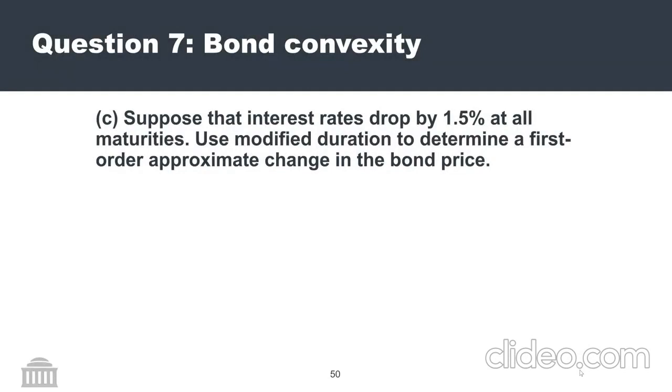Now, suppose that the interest rates drop by 1.5% at all maturities. This means that the yield curve shifted downwards by 1.5%. So first we will use the modified duration to determine the first order approximate change in this bond price. So this is exactly what we've done in the previous question. The change in the price of the bond is going to be negative, again negative sign because yields and prices go in the opposite directions.